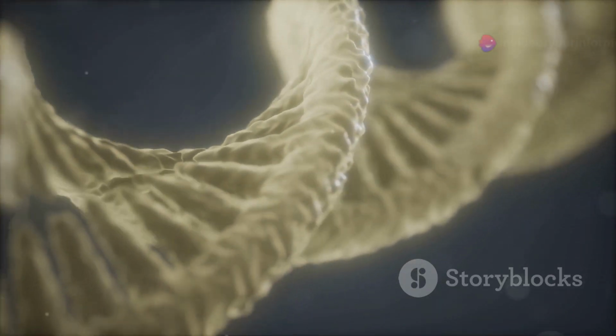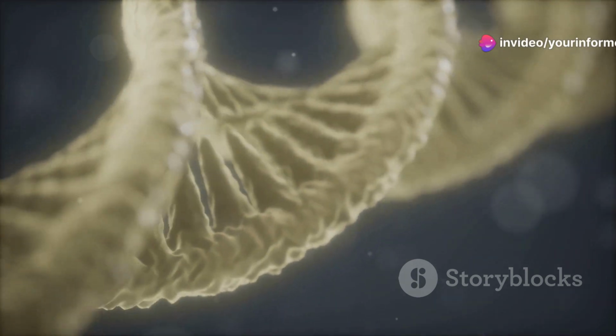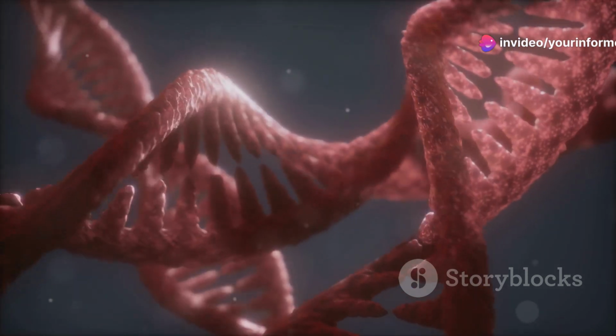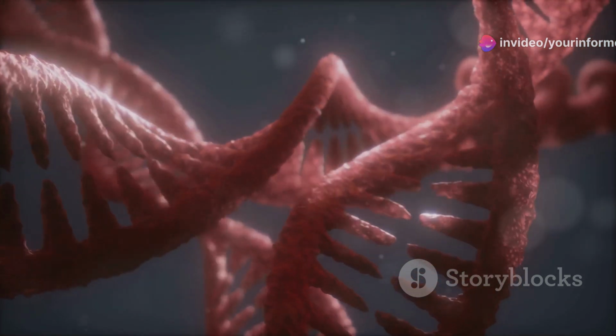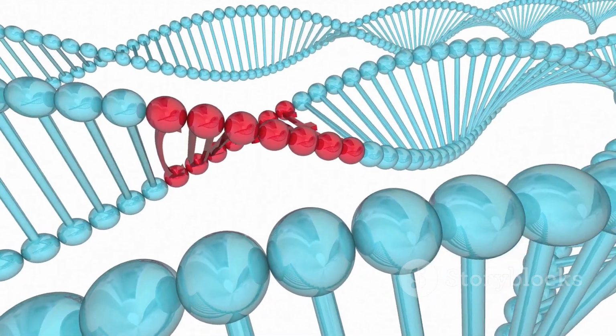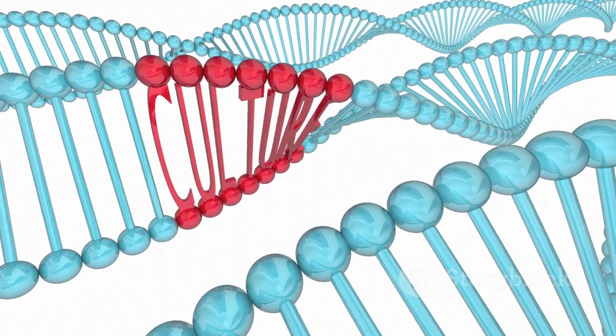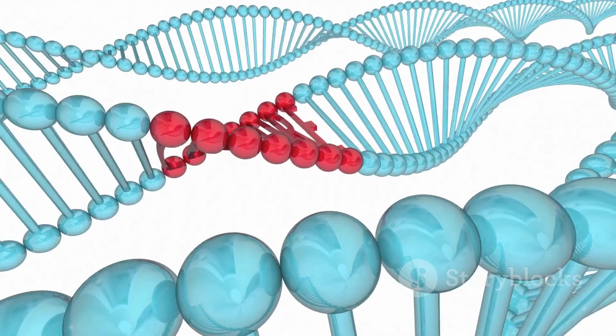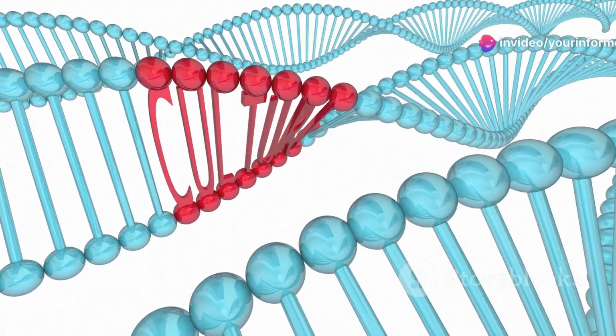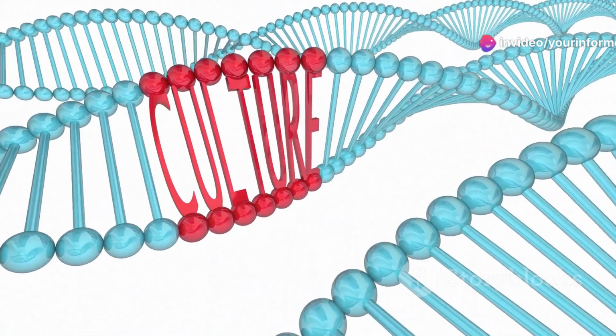These instructions are written in a chemical language using 4 letters, A, T, C, and G. These letters represent the building blocks of DNA called nucleotides. The specific sequence of these letters determines the information encoded within a gene. Any alteration in this sequence, whether a single letter change or a larger rearrangement, is called a genetic mutation.